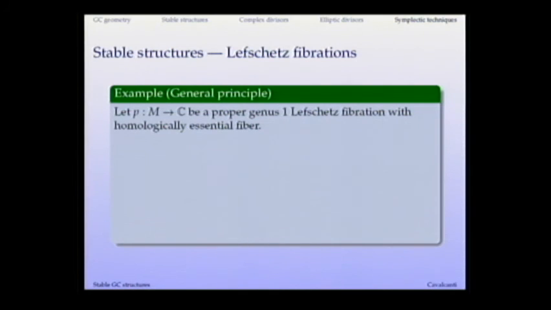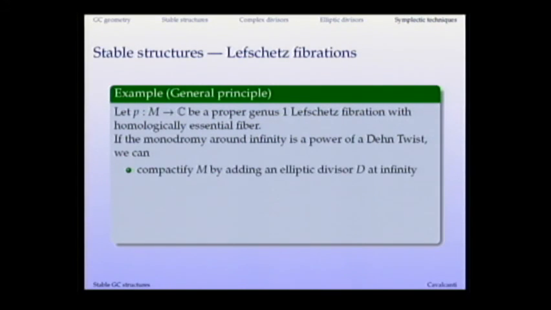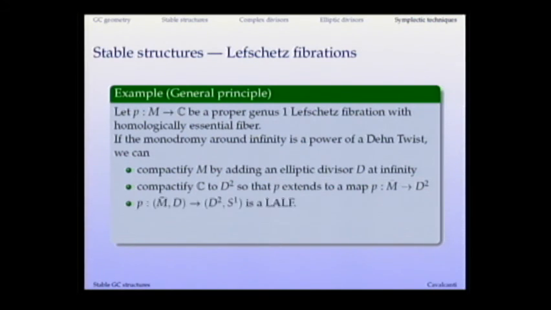If you give me a map from M to C, which is a proper genus 1 Lefschetz fibration with homologically essential fibers, and if the monodromy around infinity is a power of the twist, then we can first compactify M by adding this elliptic divisor at infinity, and compactify C to D2, so that the map now extends to a map from M bar to D2. And this whole thing that I'm producing is a Lie algebroid Lefschetz fibration. So these are the examples I just produced. If you want to formalize it, that's what you have.